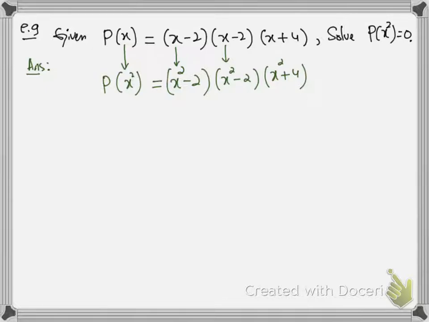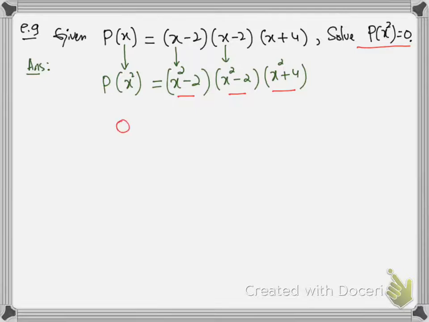Given in this example, we have p of x, x minus 2, x minus 2, x plus 4 in product form. The question is solve p of x square equals 0. Answer: in order to solve p of x square equals 0, we have to replace x by x square. So when we replace x by x square, we have x square minus 2 here, x square minus 2 here, and x square plus 4 here. Now we can solve this.